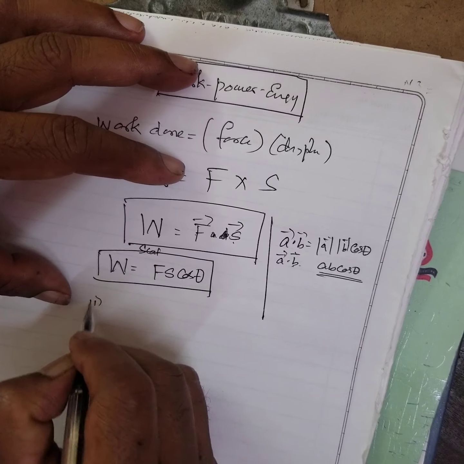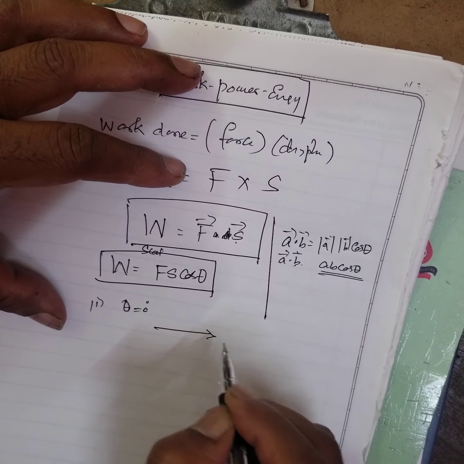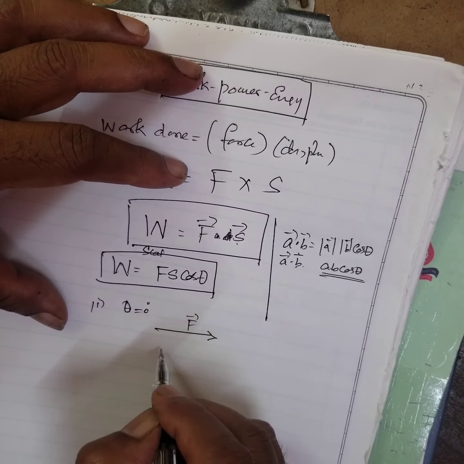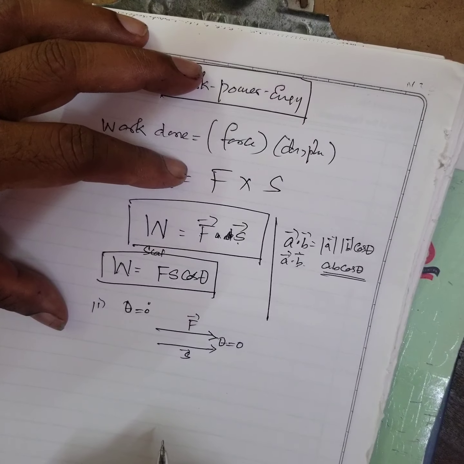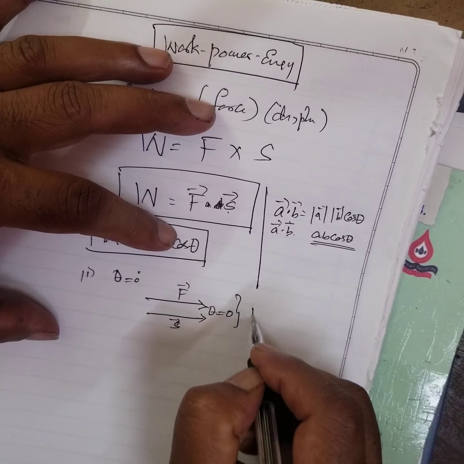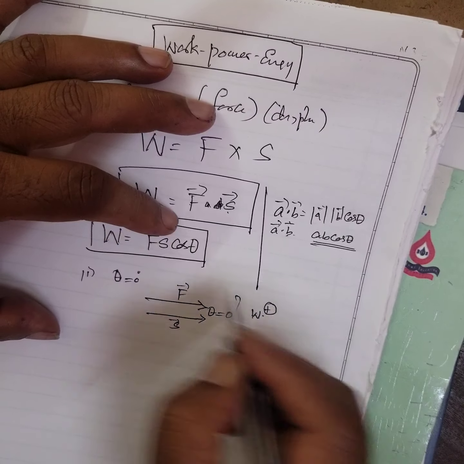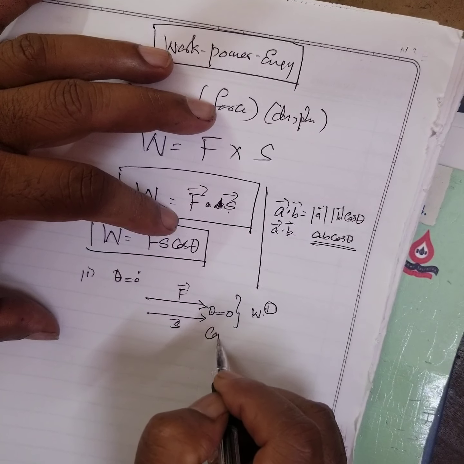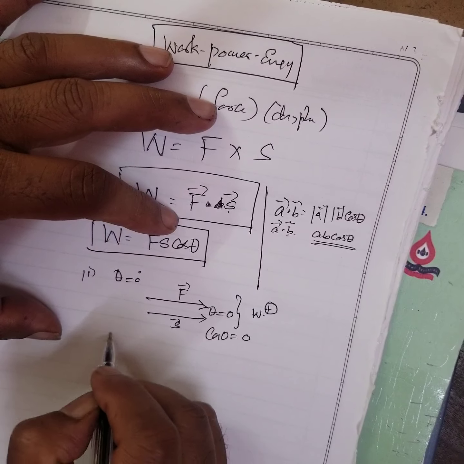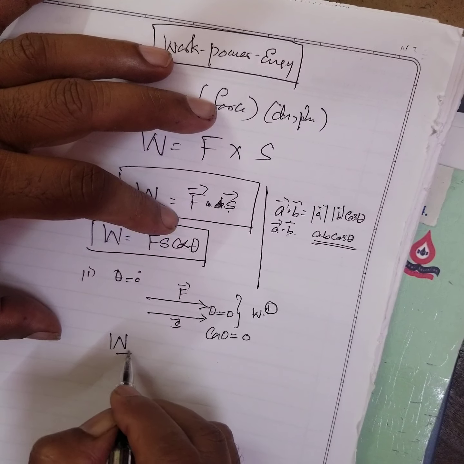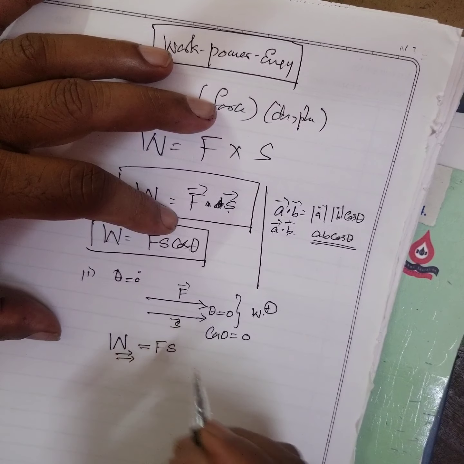Now, case 1. If theta is equal to 0, what does it mean? Force is acting in this direction, and displacement is also taking place the same way. The angle between them is 0. Then the work done is positive, because cos 0 is 1. Both are parallel, so work done is equal to F S.